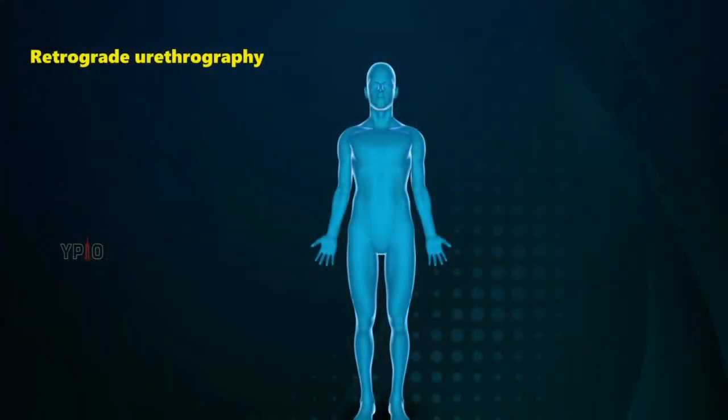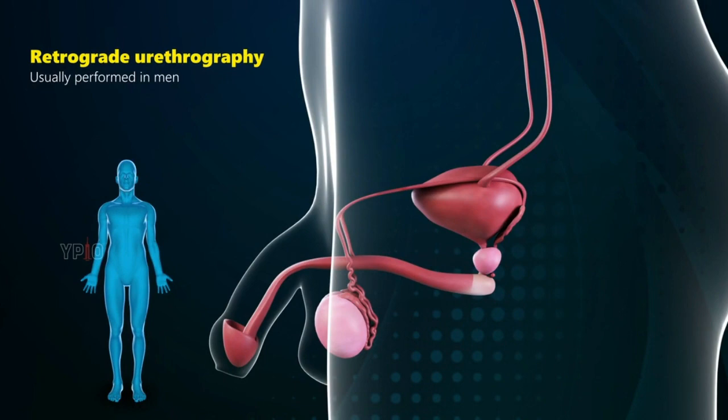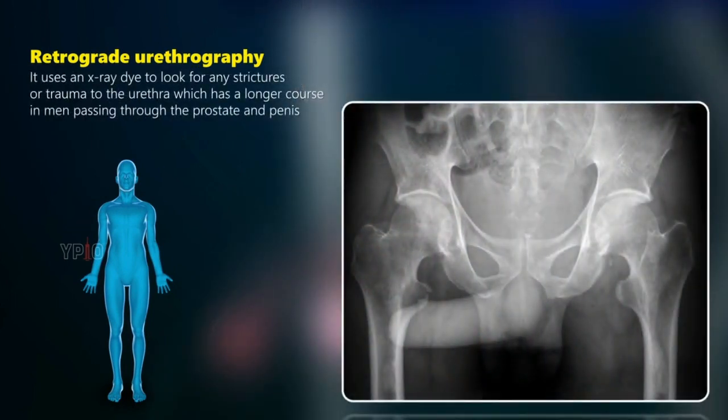Retrograde urethrography. This is a diagnostic procedure that is usually performed in men. It uses an X-ray dye to look for any strictures or trauma to the urethra, which has a longer course in men, passing through the prostate and penis.